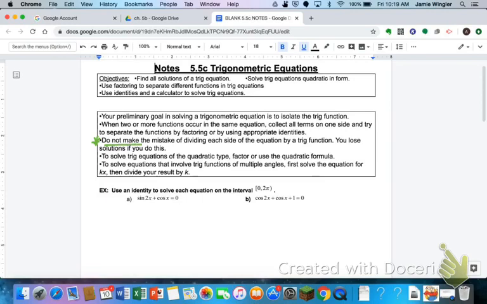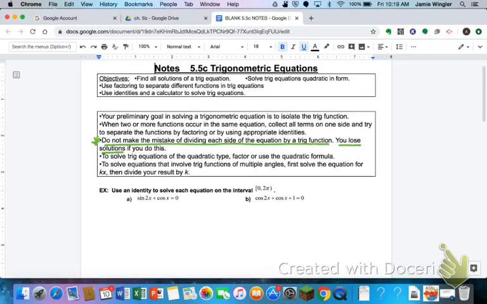It says, do not make the mistake of dividing each side of the equation by a trig function. When you do this, you lose solutions. So please, when you are solving algebraically, never divide both sides by tangent or secant squared or sine. You have to add or subtract or multiply, but you cannot divide both sides.